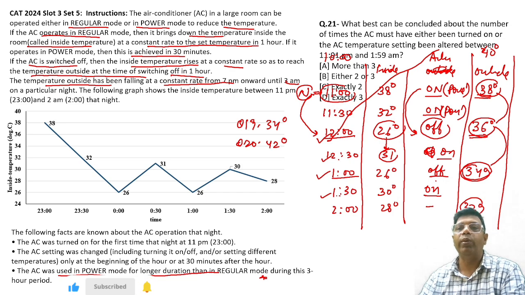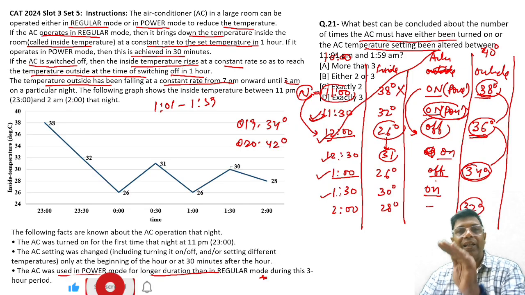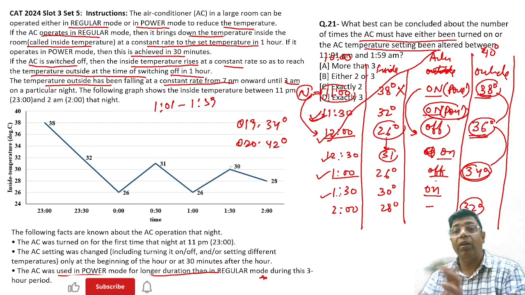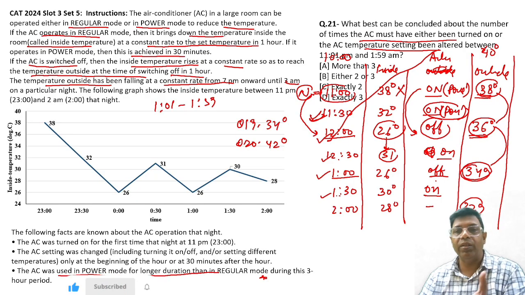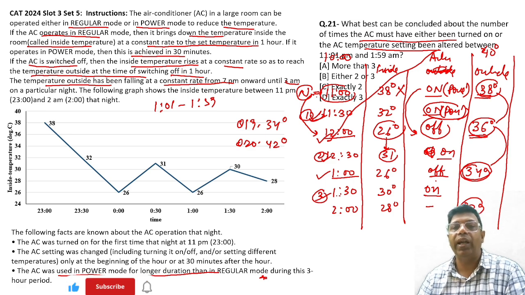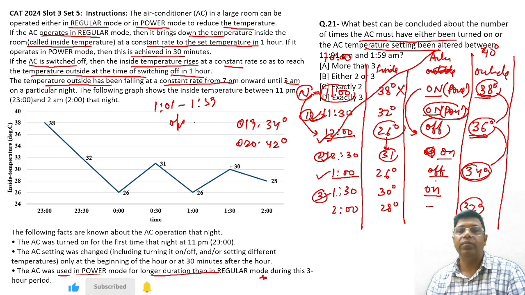And what best can be concluded about the number of times the AC must have either been turned on or the AC temperature setting been altered between? By this logic, I have to count between 11:01 and 1:59, which means I can't count this one because this has happened at 11. I will count this one because we have clearly deduced that at 11:30 the AC was altered to power mode and the temperature was set at 11:30. So this was 1, this is 2, and this is 3. So our answer will be exactly 3. Option D is the correct answer.